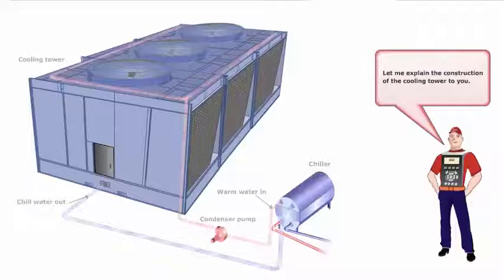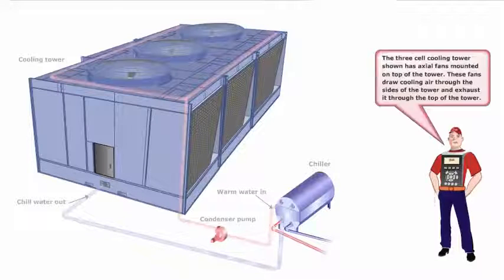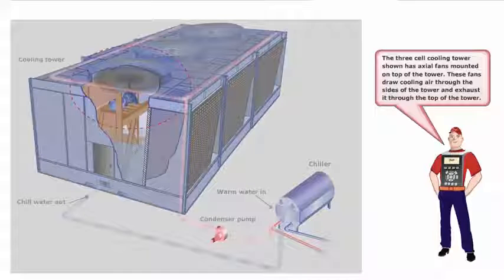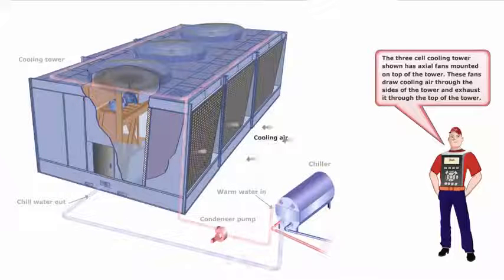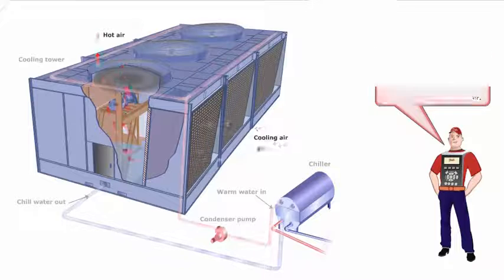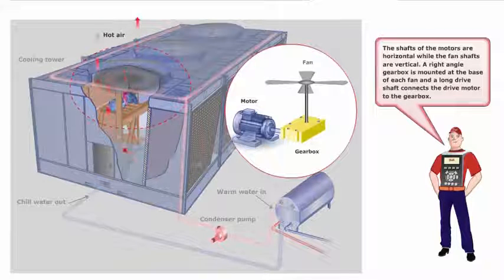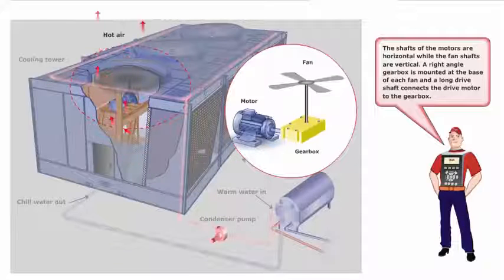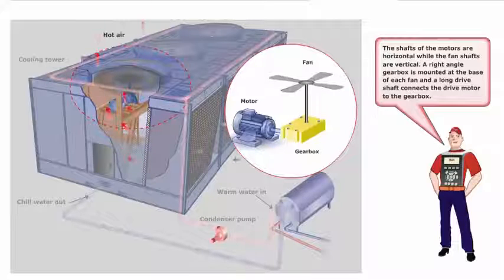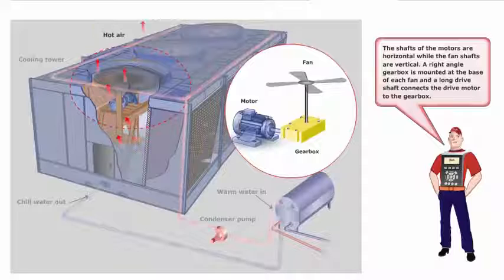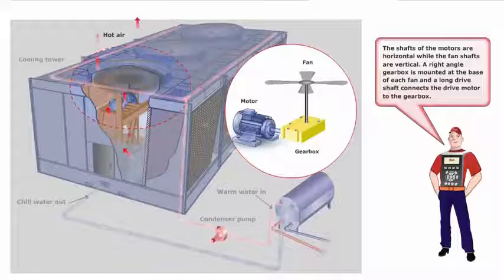Let me explain the construction of the cooling tower to you. The 3-cell cooling tower shown has axial fans mounted on top of the tower. These fans draw cooling air through the sides of the tower and exhaust it through the top of the tower. The shafts of the motors are horizontal, while the fan shafts are vertical. A right-angle gearbox is mounted at the base of each fan, and a long drive shaft connects the drive motor to the gearbox.